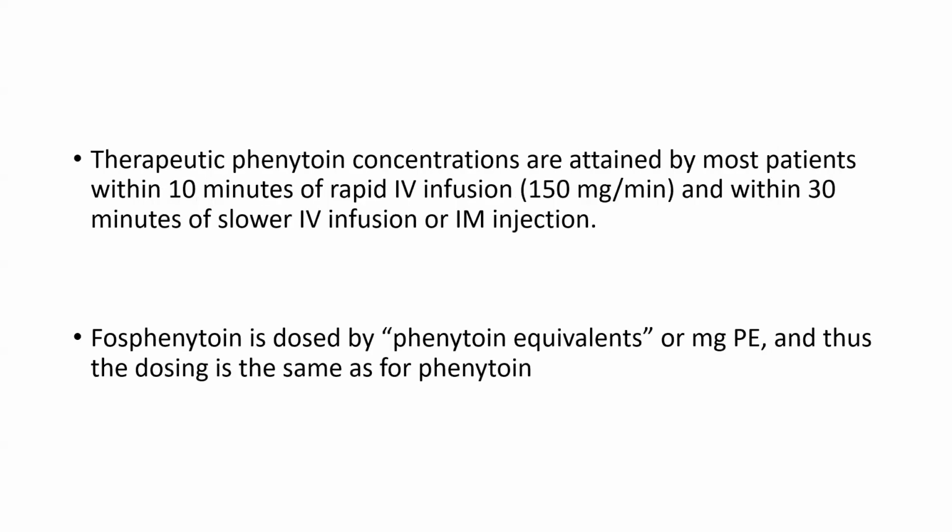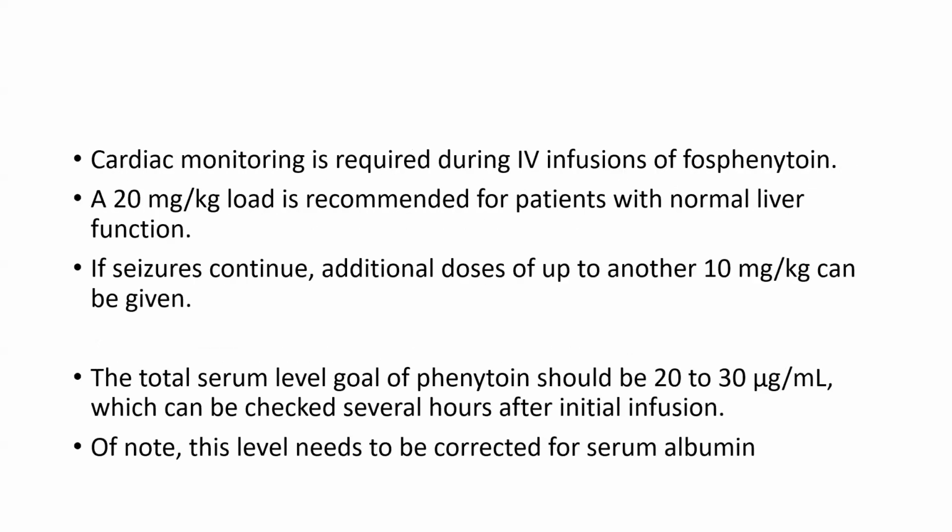Therapeutic phenytoin concentration is attained by most patients within 10 minutes of rapid IV infusion, that is 150 mg per minute, and within 30 minutes of slow IV infusion or IM injection. Fosphenytoin is dosed by phenytoin equivalents, or mg PE, and thus the dosing is the same as that of phenytoin. Cardiac monitoring is required during IV infusion of fosphenytoin. A 20 mg per kg load is recommended for patients with normal liver function. If seizure continues, an additional dose of up to another 10 mg per kg can be given.